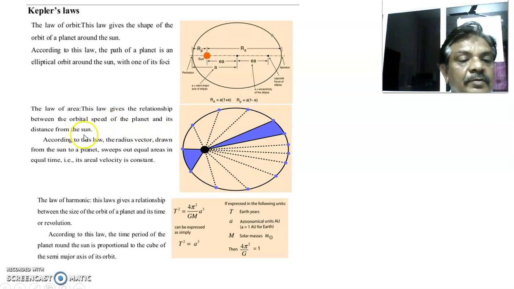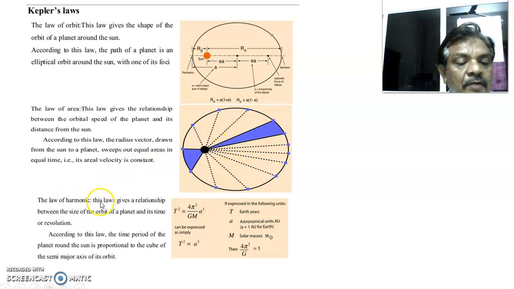The second law is the law of areas. With the sun at one focus, a planet which revolves around the sun sweeps equal areas in equal intervals of time. That means the area swept by the planet is constant. The area covered in one interval is equal to the area covered in another interval. This is called the law of areas. According to this law, the radius vector drawn from the sun to the planet sweeps equal areas in equal intervals of time. So areal velocity is constant.